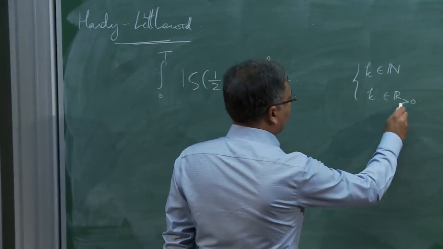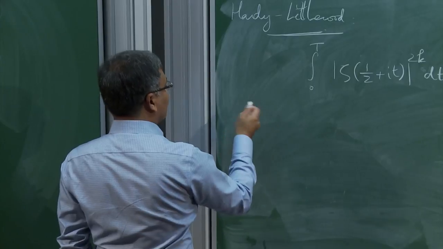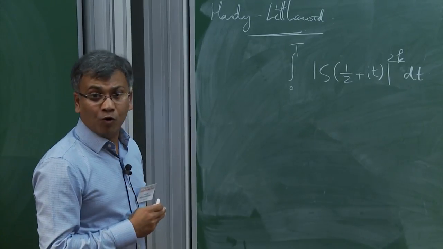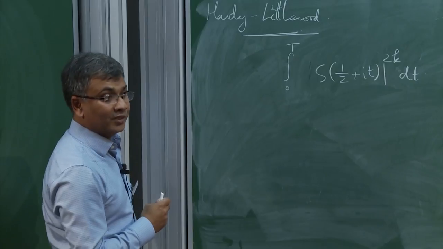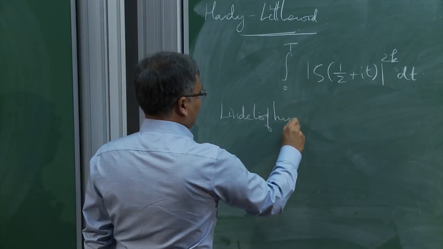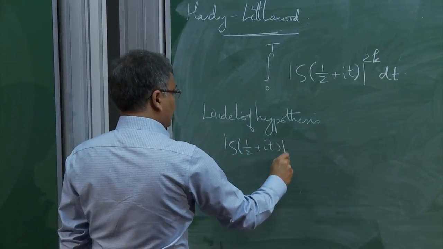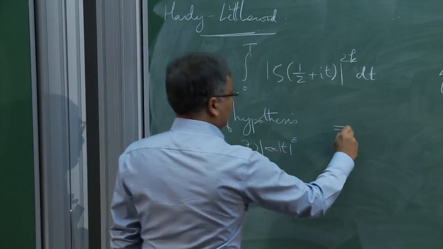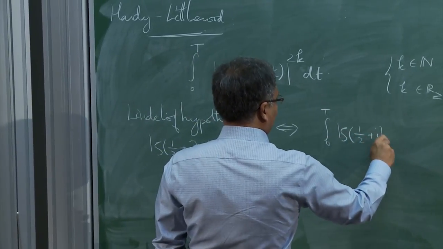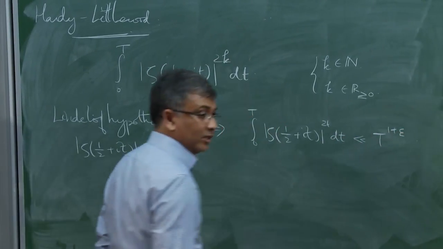Now, one reason why they were interested in it is that it's very easy to see. This is just the L^{2k} norm of the zeta function. So of course, if you can understand this for large values of k, you can say something about the L infinity norm of the zeta function, which is the Lindelöf hypothesis. That this is equivalent to knowing that these moments are bounded by t to the 1 plus epsilon.